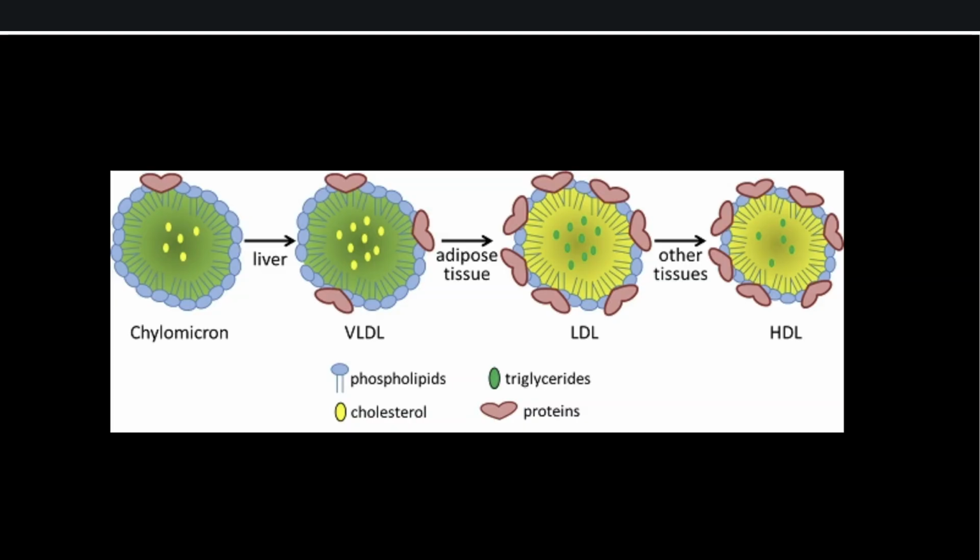Now, in order to carry fats, you need to have certain IDs, right? And IDs are called apolipoproteins. Apolipoproteins help in identification of where this lipoprotein is coming from, where it might be going, and what functions it may be performing. That is the specialized way of looking at it.